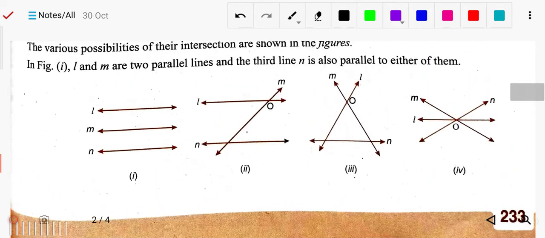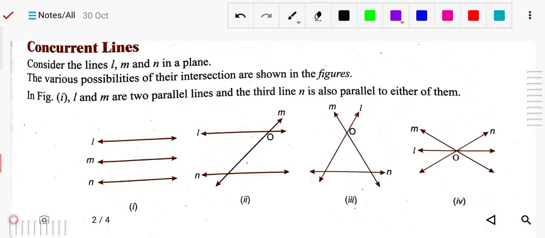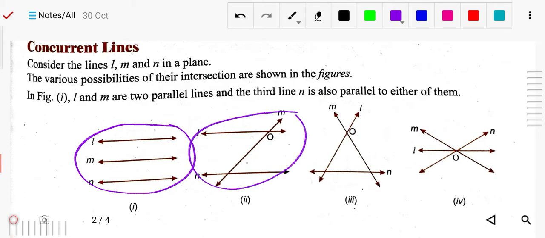See some examples here. Consider lines L, M, N. The various possibilities of their intersection are shown in the figure. So here you can see L, M, N. Will they intersect? No. Here only line M is intersecting both lines L and N. Here you can see both lines intersecting, here also intersecting. Here you can see they intersect at one common point.